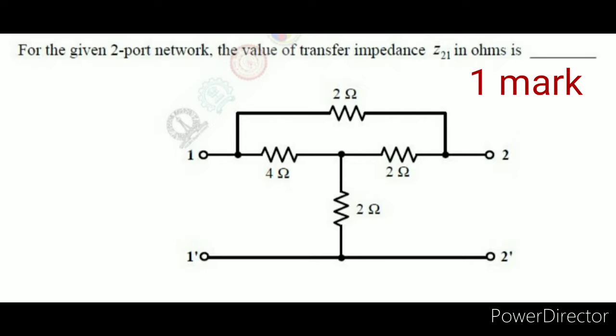Hello friends, in this video we will be solving GATE 2017 Set B networks questions. So here is the first question in which we have to find out the transfer impedance Z21.